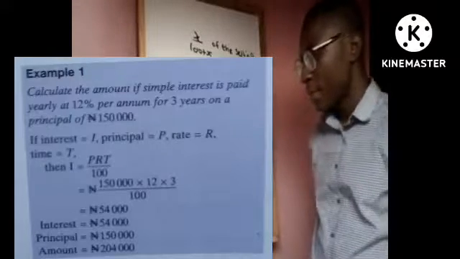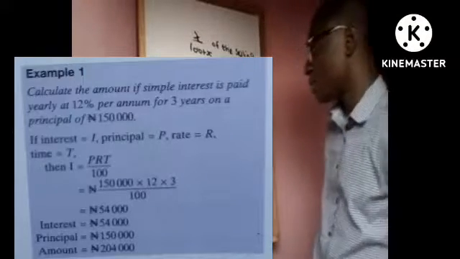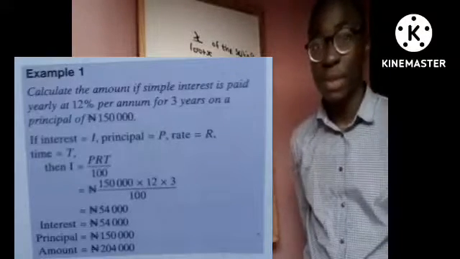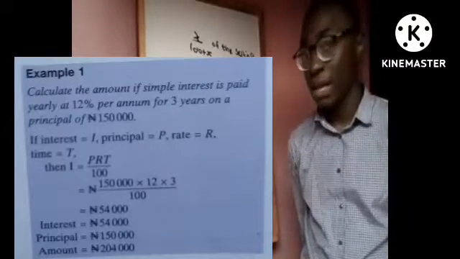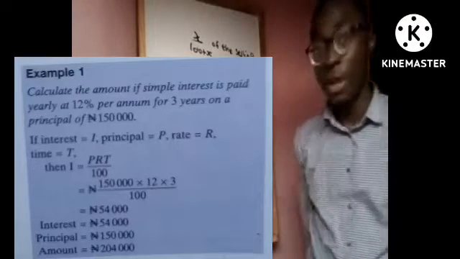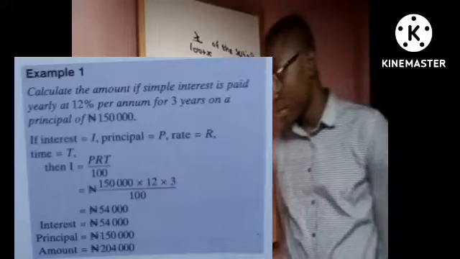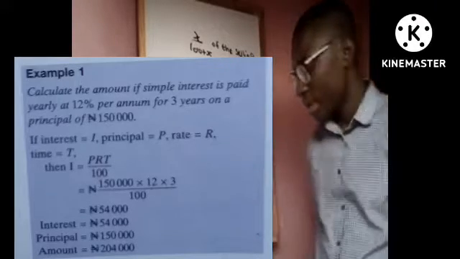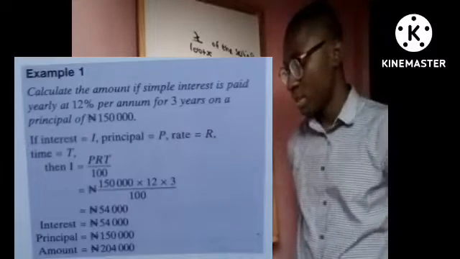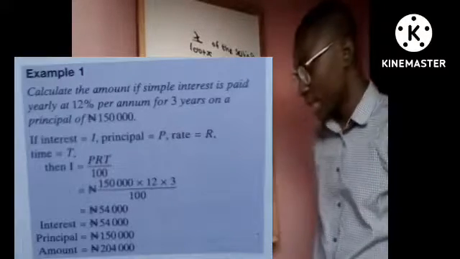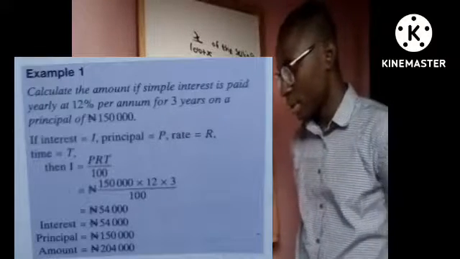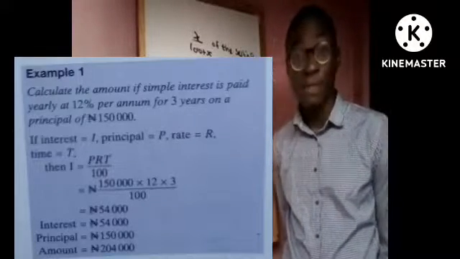So now the formula, we are going to fall back to the formula for simple interest, which is simple interest equals the product of the principal, the rate, and the time, then divide that product by 100. As you can see, I is equal to PRT over 100. The principal here is 150,000 naira. The rate here is 12% per annum, and the time here is 3 years. When we multiply and divide by 100, our interest becomes 54,000 naira, and our principal is 150,000 naira.